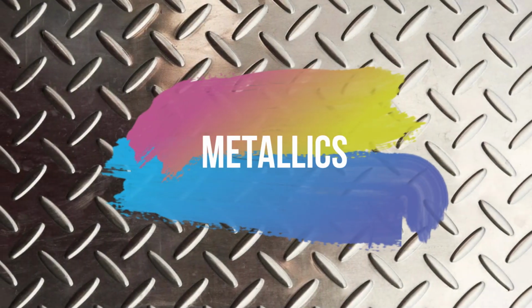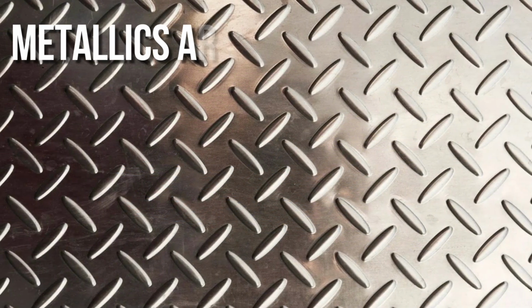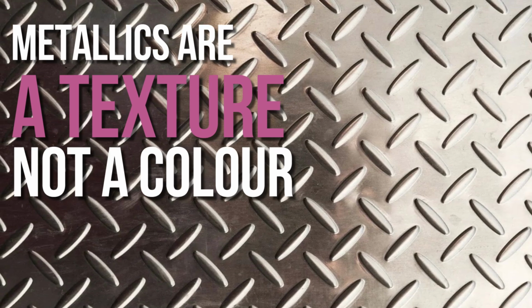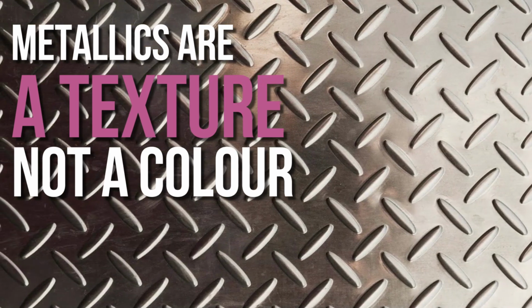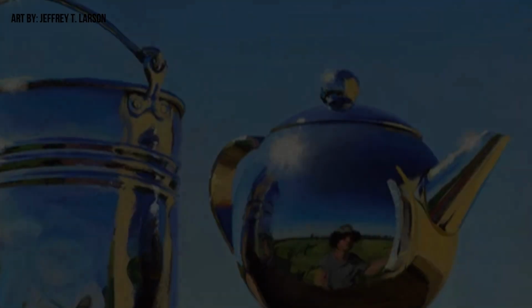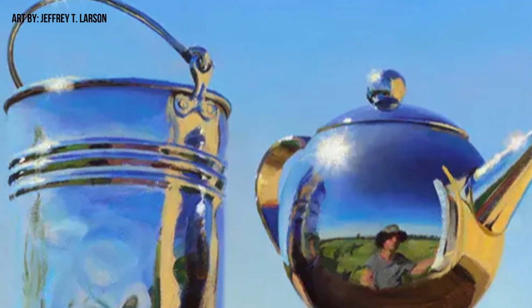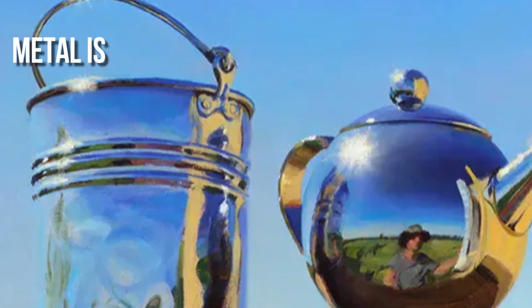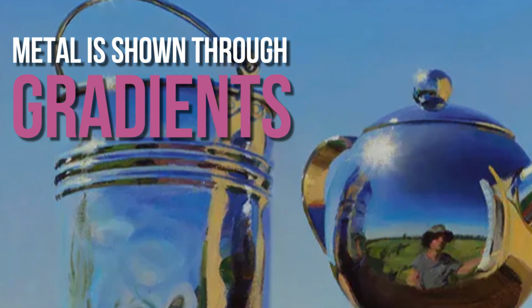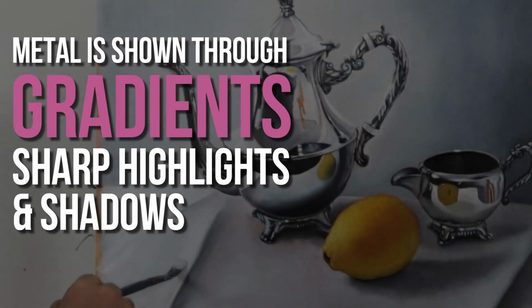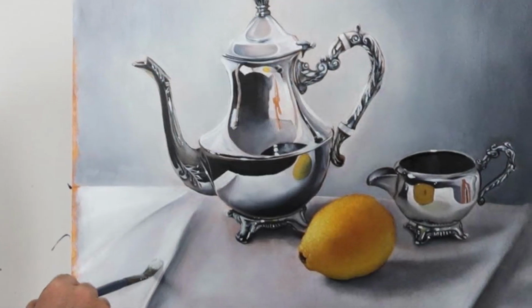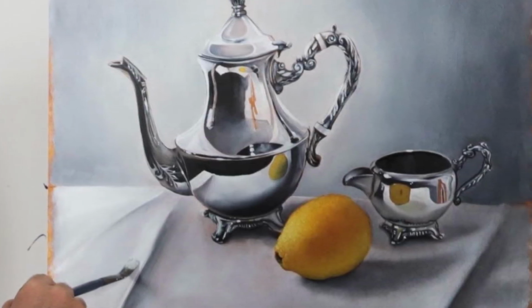Metallics. Metallics are a texture, a material, not a colour. Sonny, can you explain why this is important? In traditional art, the way to express metal as a texture is through non-metallic metal techniques. We need to show the reflective surface of metal through gradients and sharp highlights and shadowing to be able to show how it's very reflective.